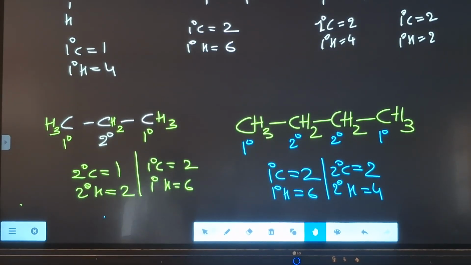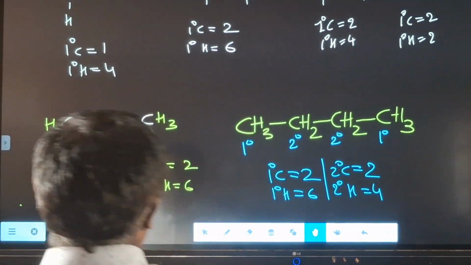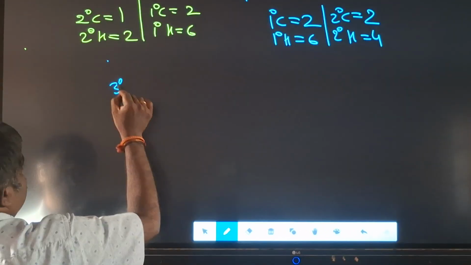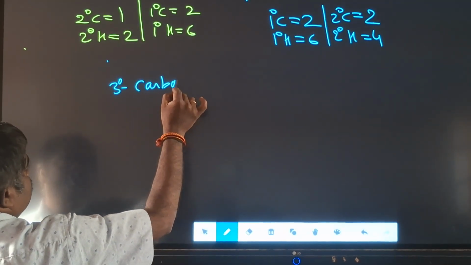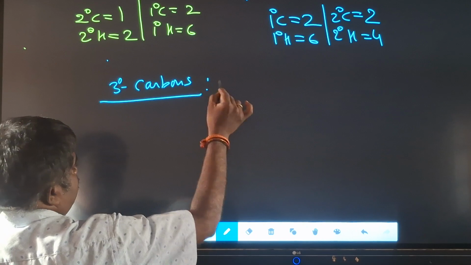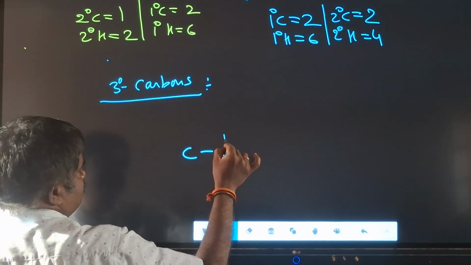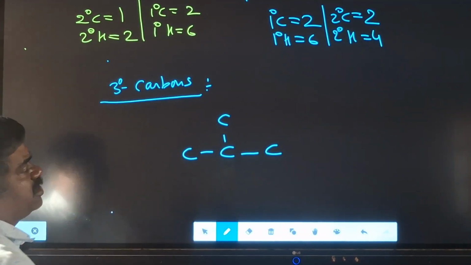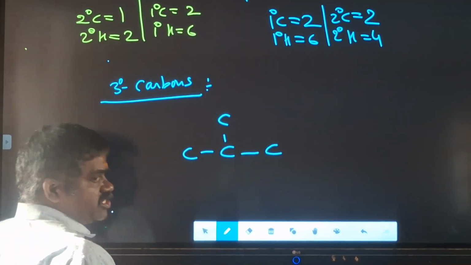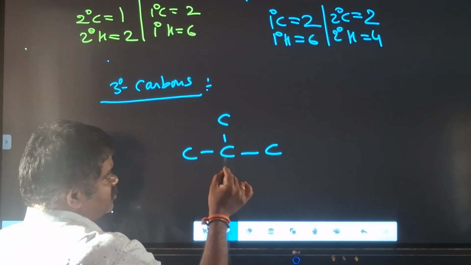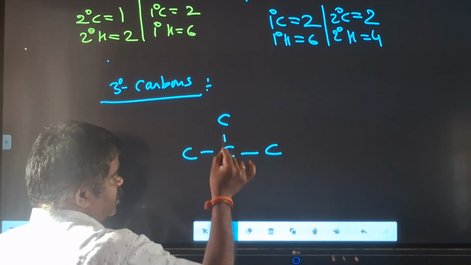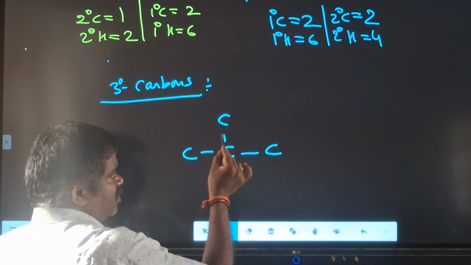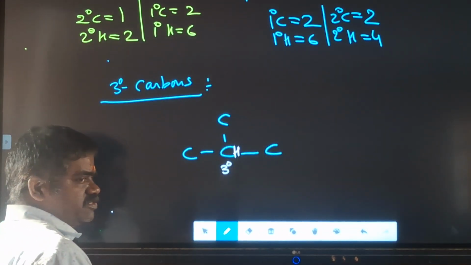Tertiary carbon. Tertiary carbon means if a carbon is attached with three carbons, it is known as tertiary carbon. See, if a carbon is directly attached with three carbons, it is tertiary carbon. The middle carbon is tertiary because it is directly attached with three carbons. So here the valency of carbon is 4: 1, 2, 3 and one hydrogen attached.